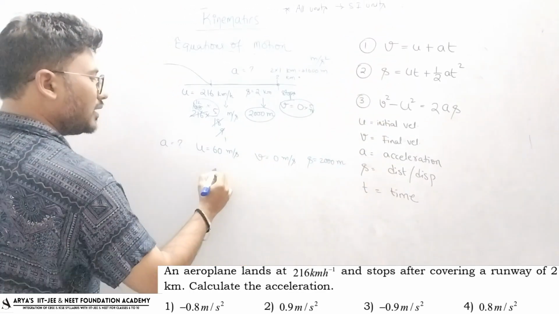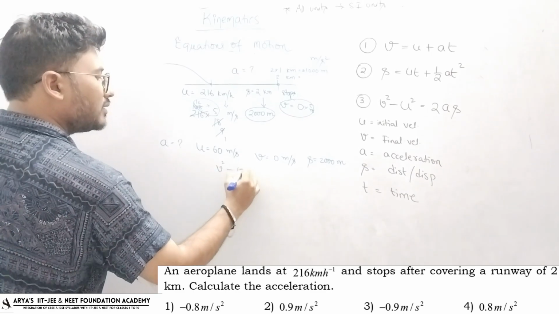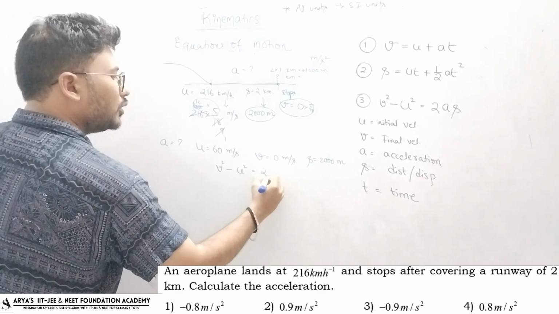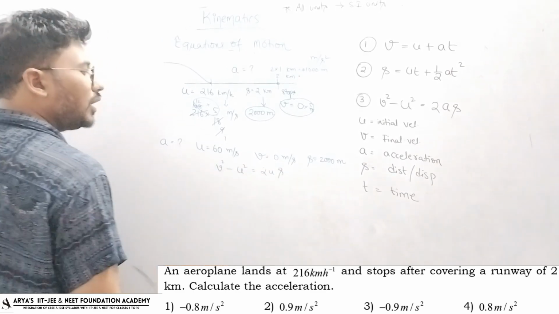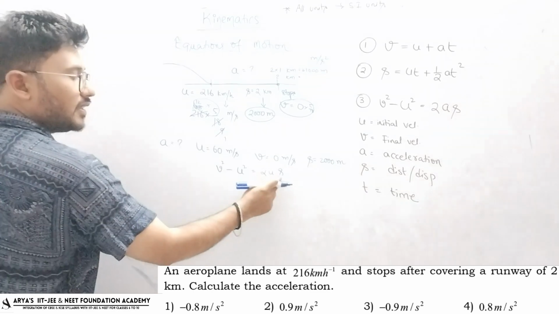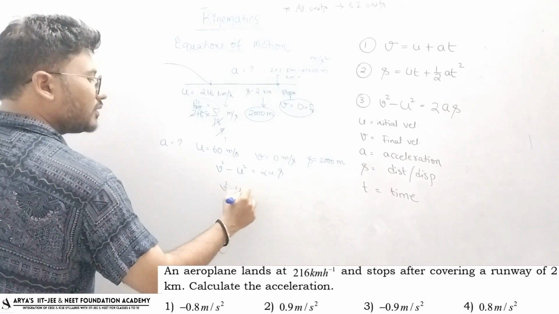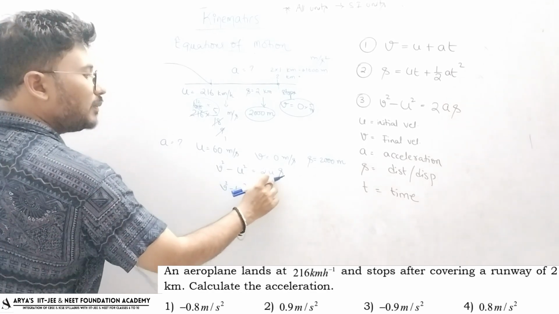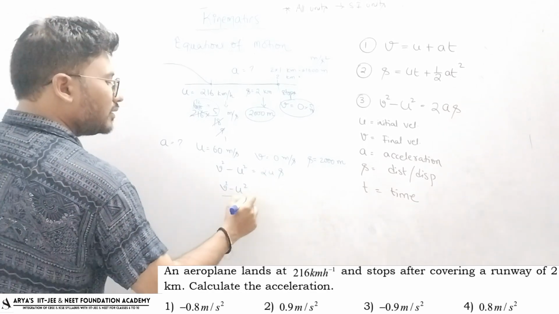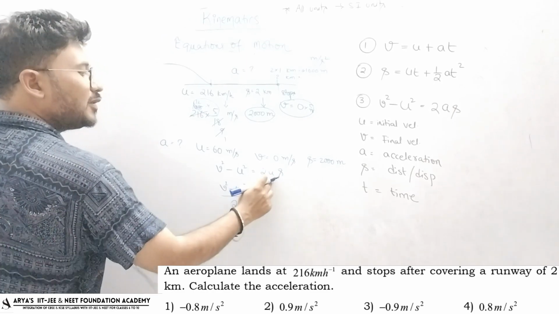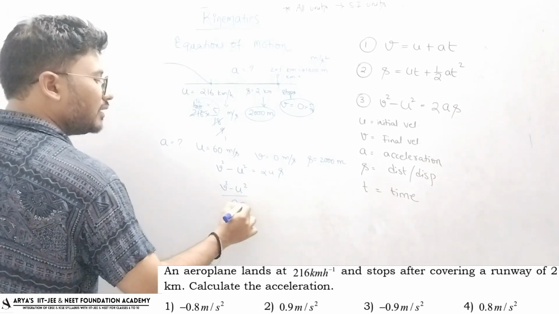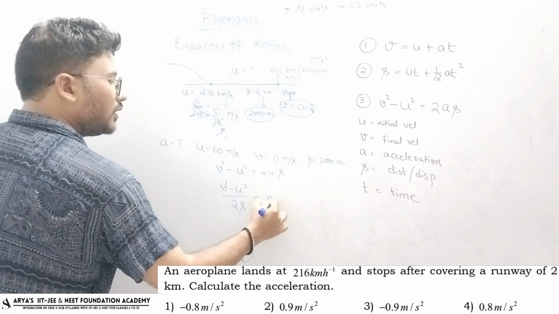Let us take v square minus u square is equal to 2 into a into s. What should we find? a. Send 2 and s to this side. v square minus u square: 2 is multiplying with a, so if it comes this side, divide. s is multiplying with a, so if it comes this side, divide, which is equal to a.